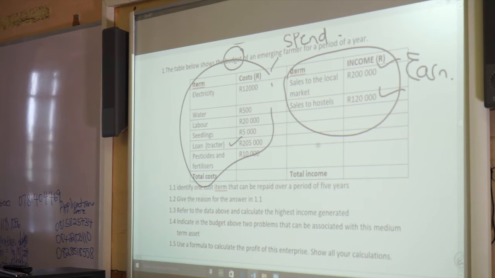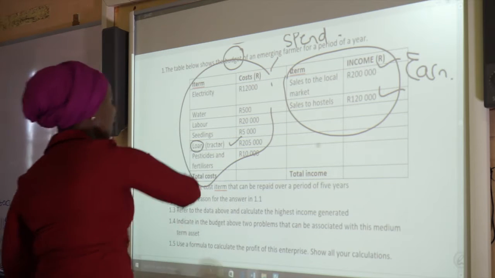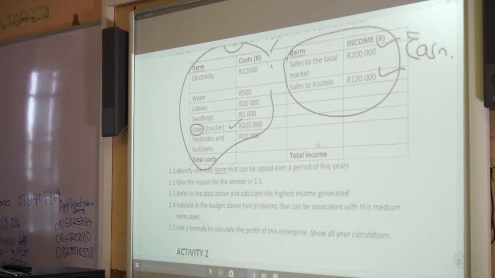Number 1, a tractor is prone to depreciation, and since we bought the tractor using a loan, the capital is expensive. Remember we said a loan comes with an interest. Use the formula to calculate the profit of this enterprise. Show all your calculations. So now, how do we calculate the profit? We said money coming in minus the money that is going out, and then we come up with a profit. So we're stating if the business is running on a loss or the business is making a profit.